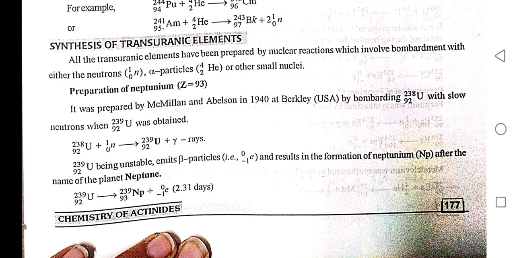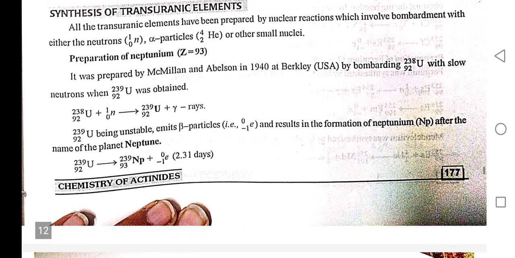Synthesis of the transuranic elements. All the transuranic elements have been prepared by nuclear reactions which involve bombardment with either neutrons, alpha particles, or other small nuclei. Preparation of neptunium. It was prepared by E. M. McMillan and Abelson in 1940 at Berkeley by bombarding uranium with slow neutrons. Hence U-239 was obtained.